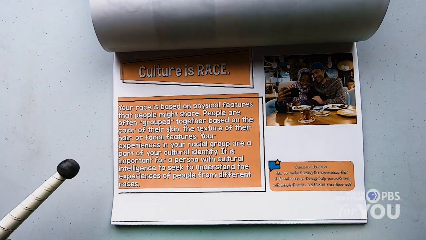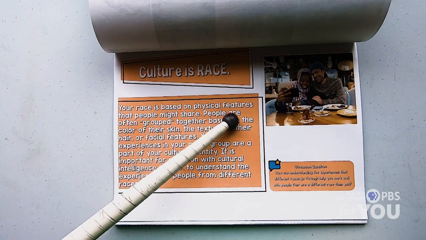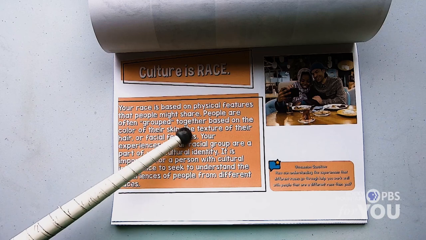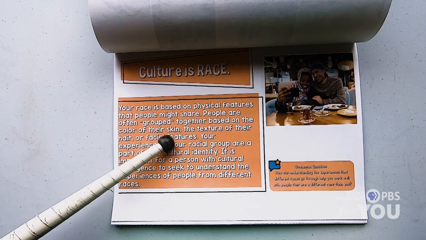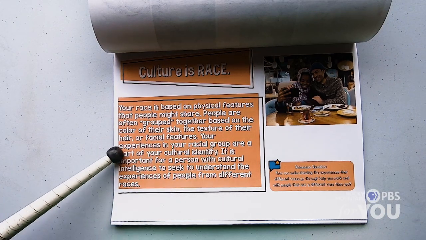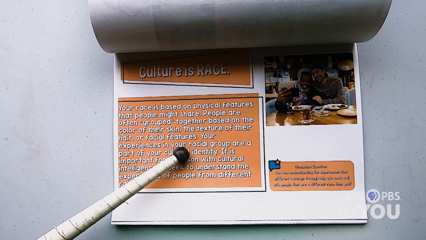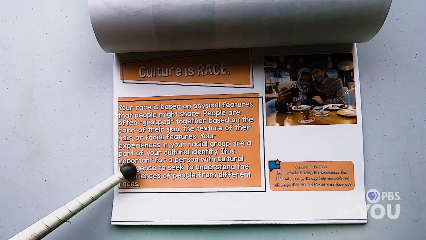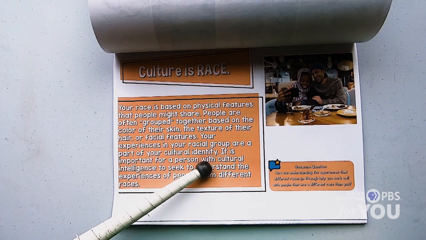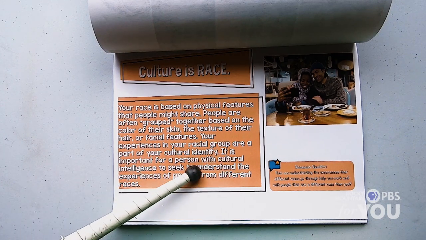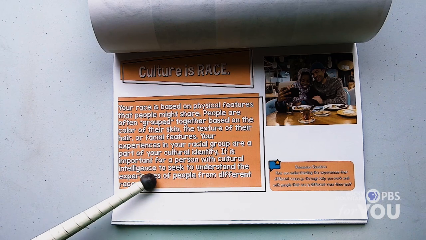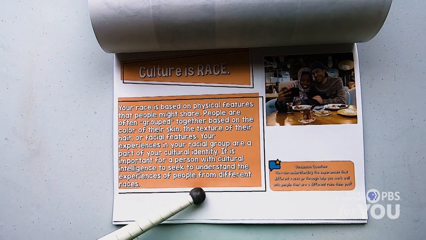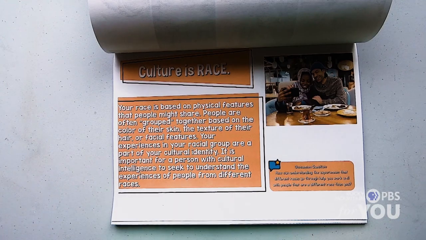Culture is race. Your race is based on physical features that people might share. People are often grouped together based on the color of their skin, the texture of their hair, or facial features. Your experiences in your racial group are a part of your cultural identity. It is important for a person with cultural intelligence to seek to understand the experiences of people from different races.